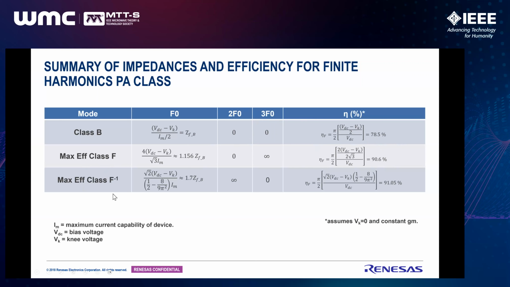And similarly, for inverse class F, we get a little bit higher than maximum efficiency class F. The point to be noted here is that our fundamental impedances are significantly different from class B. The more we go towards higher efficiency classes, you can see that the fundamental impedance termination is also increasing in terms of magnitude.